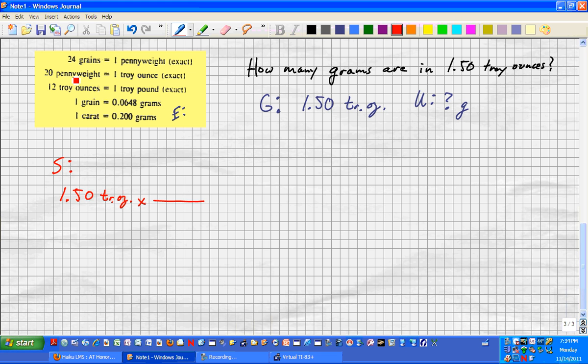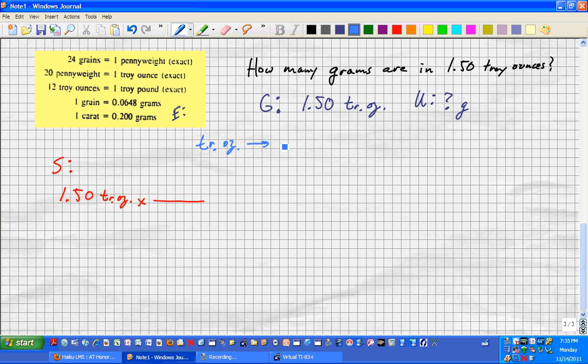So I've got troy ounces. I go from, this is going to be a little complicated. Here's what I'm going to do. I'm going to put together what I'm going to call a road map. I know that I can trade troy ounces for either troy pounds or pennyweights. So if I go troy pounds, I'm kind of stuck. But if I go to pennyweights, then I can trade pennyweights for grains, and then I can trade grains for grams. So that's going to be the path that I'm going to take.